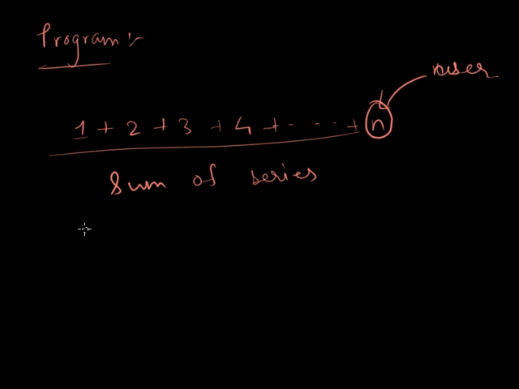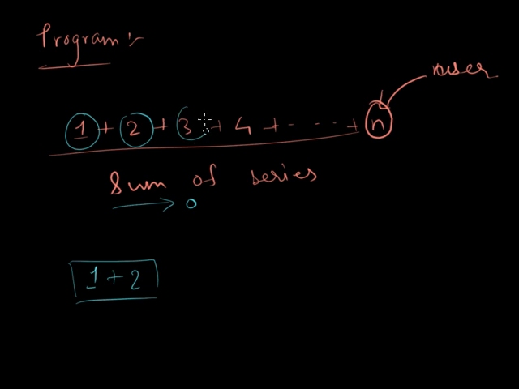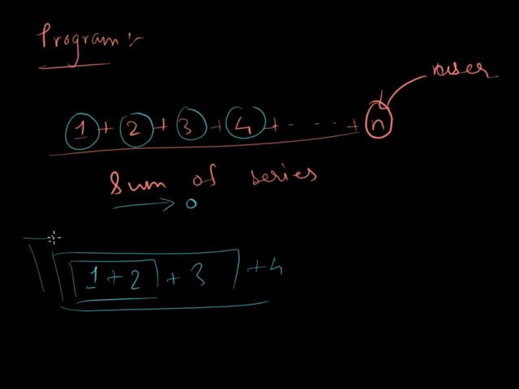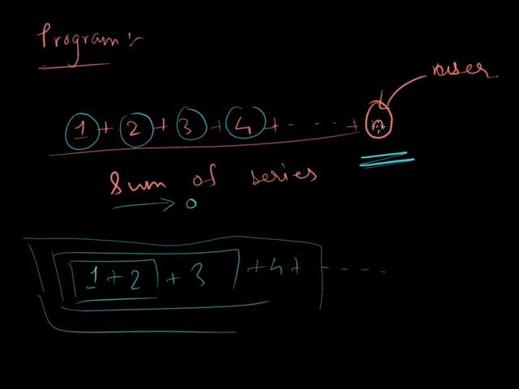Let us assume that sum is 0. Now add 1 to it. First time add 1 to it. The second time add 2 to it. The third time add 3 to it. The fourth time add 4 to it, until you find that I, or the index or the variable which you will use in the condition to control the loop, is equal to n. So this way you can find the sum of series.